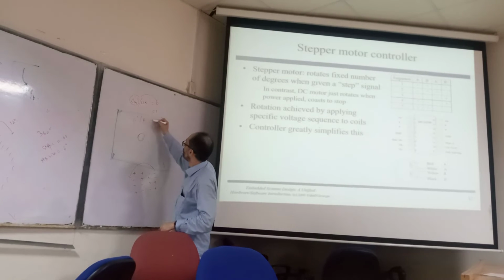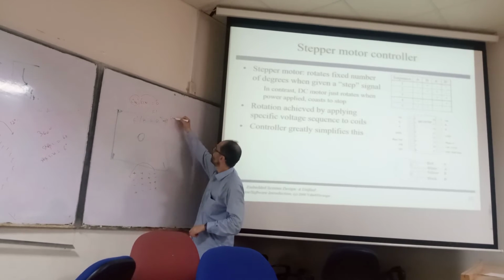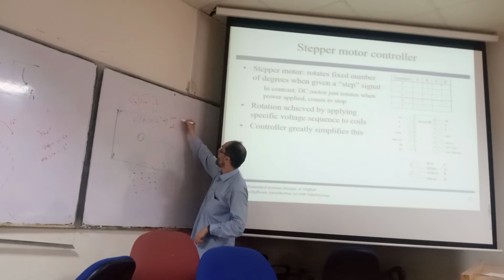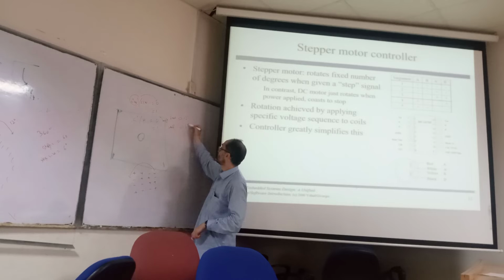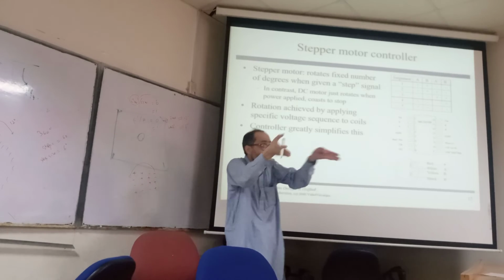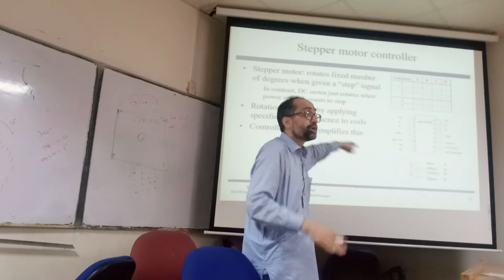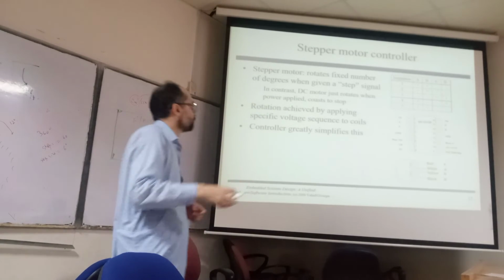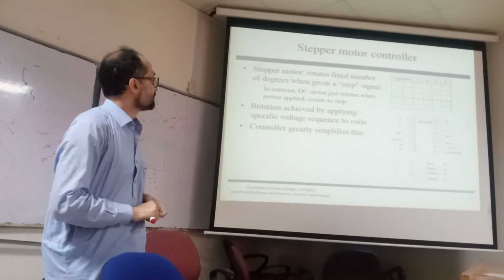Full step and half step. When it's 0, it is full step. When it's 1, it is half step. So maybe the full step is 12 degrees and the half step is 6 degrees, depending on the specification. First you have to look at the specification. What's the step size? It depends on the specification, and you have to look at the specification.